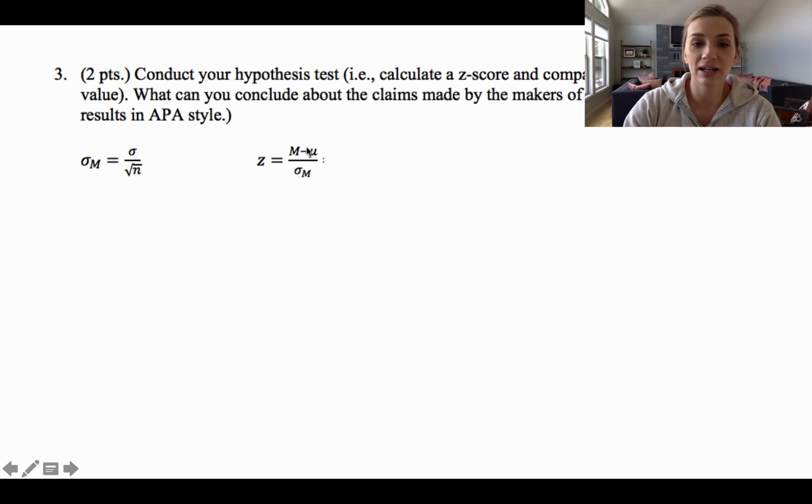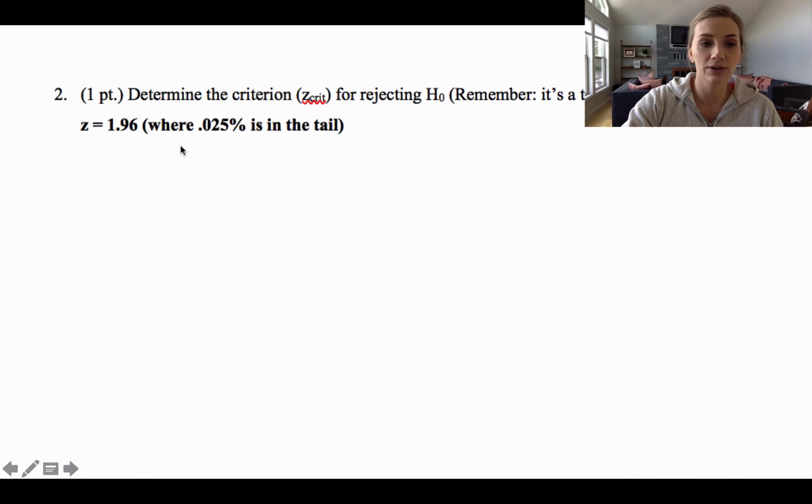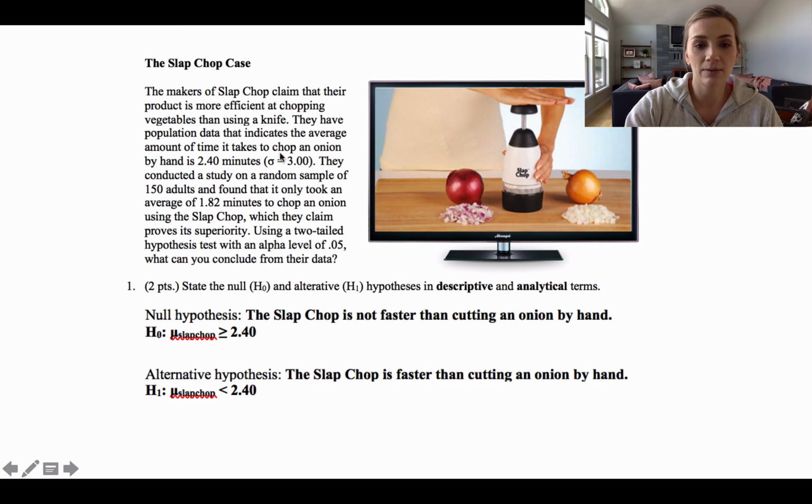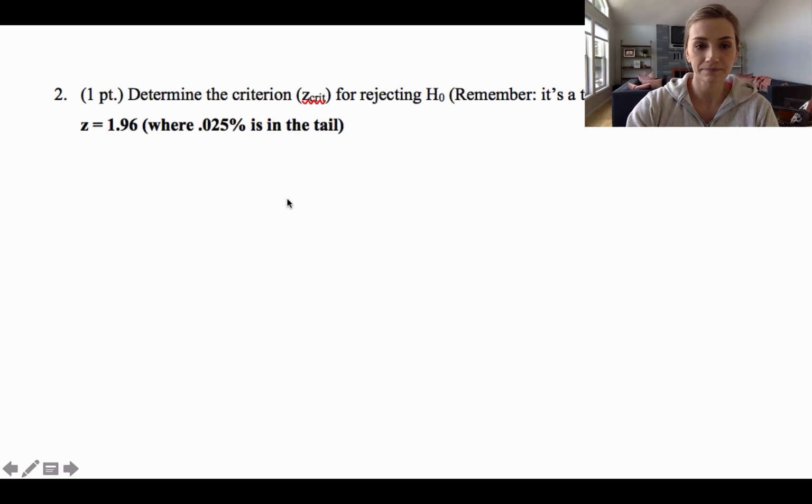So here's the formula again, same formula you saw on the previous slide, sample mean minus population mean over standard error. And here's the formula for standard error, where we have the population standard deviation divided by the square root of the sample size. In this example with the slap chop, the standard deviation is 3. If we go backwards, you'll see where I say that right here, the population standard deviation is 3. In a moment, I'm going to ask for the population mean, which is 240. I'm going to ask for the sample mean, which is 1.82, and the sample size, which is 150. All of that information is right here in the question.